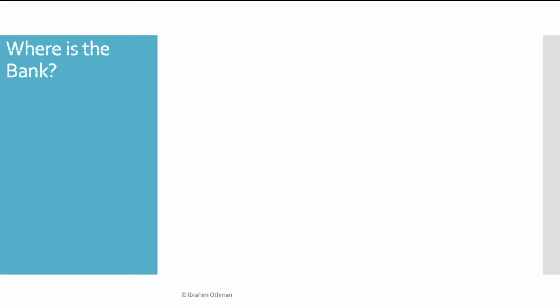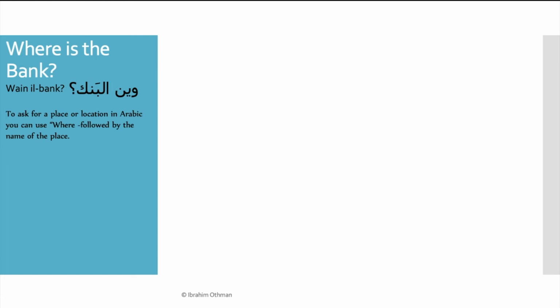Let's start. First of all, if you want to ask where is the place, all you need to say is "wein", followed by the name of the place. So if you say where is the bank, here you would say "wein el bank". Wein el bank, where is the bank? Simply, instead of the bank, just add another vocabulary, and we can have a good amount of them, such as if you want to say wein al-sifara, where is the embassy? Wein al-masraf, where is the bank? Wein al-barid, where is the post office?